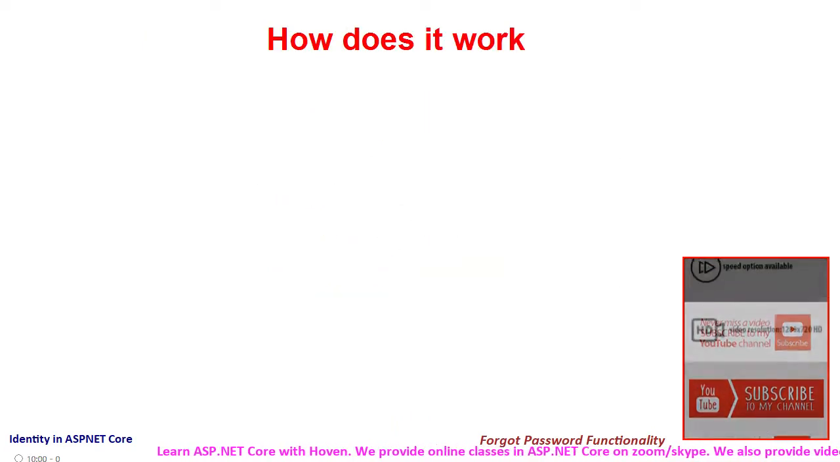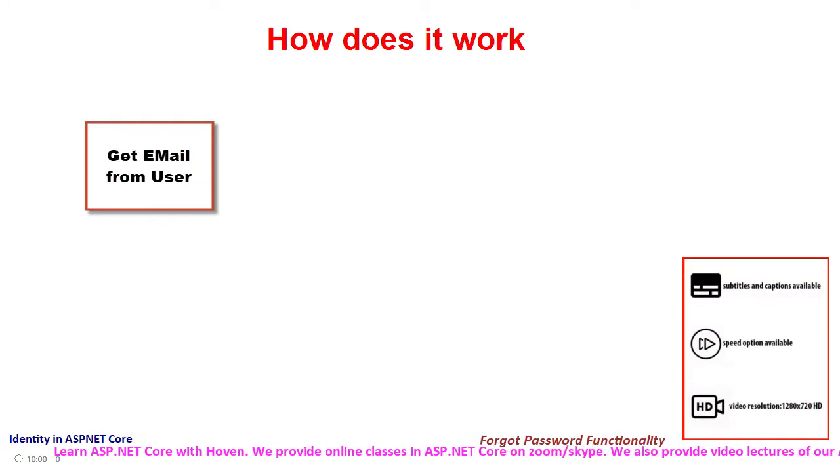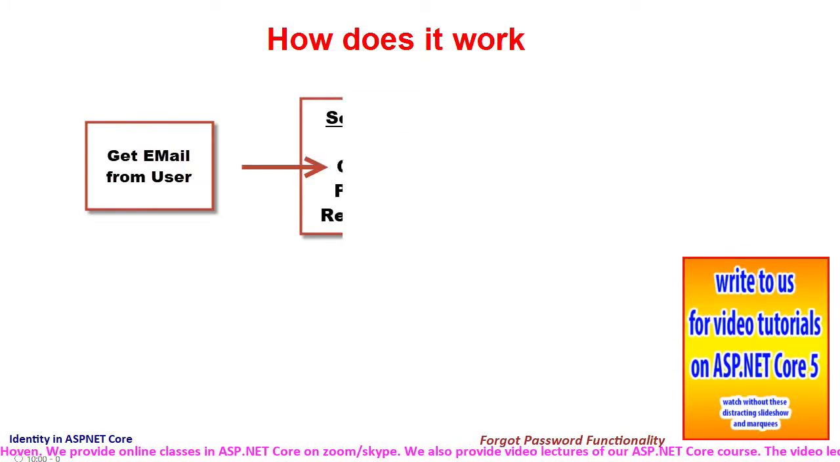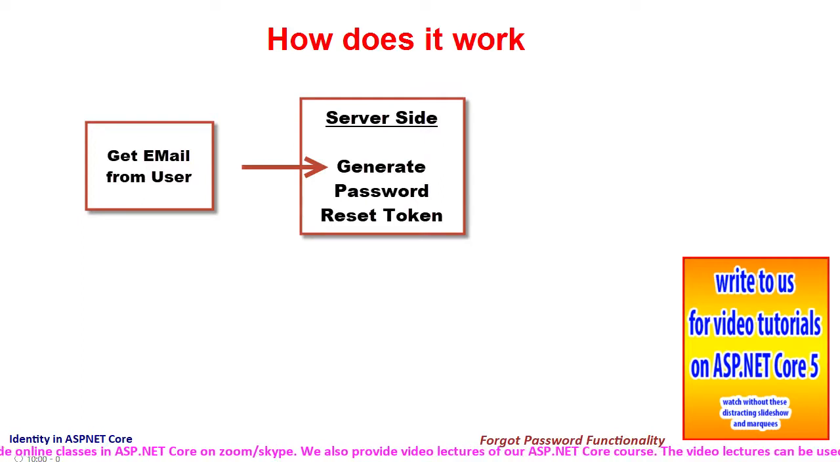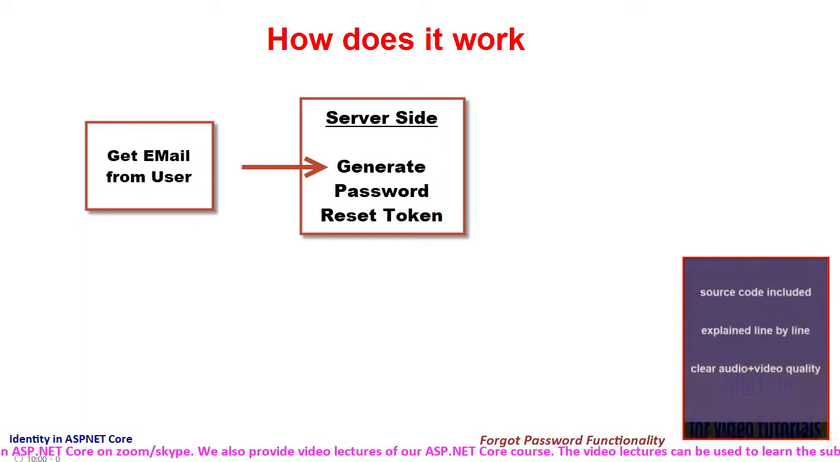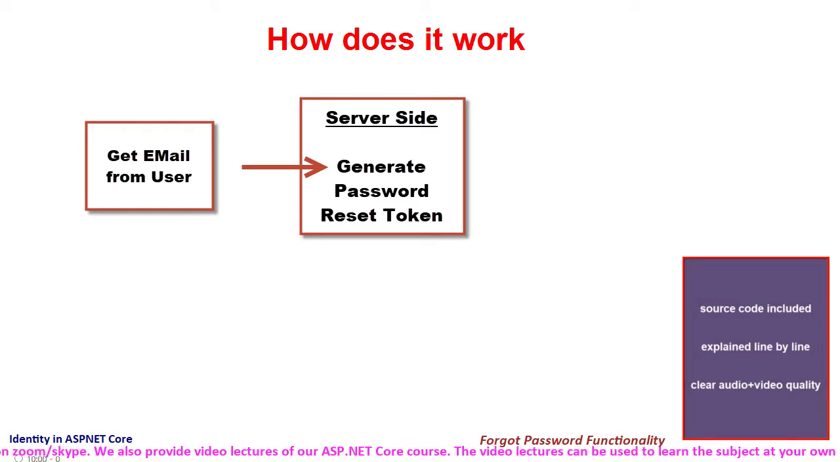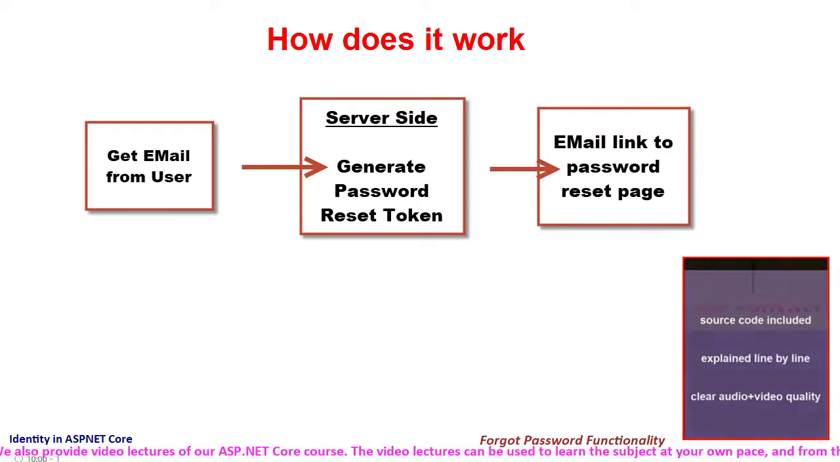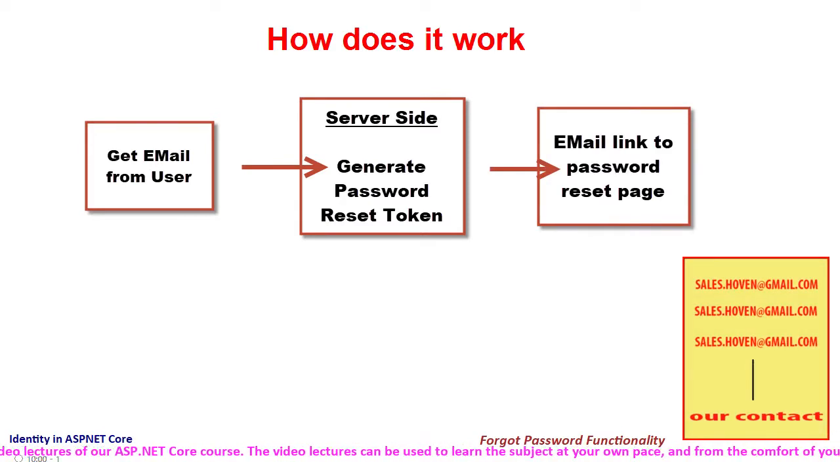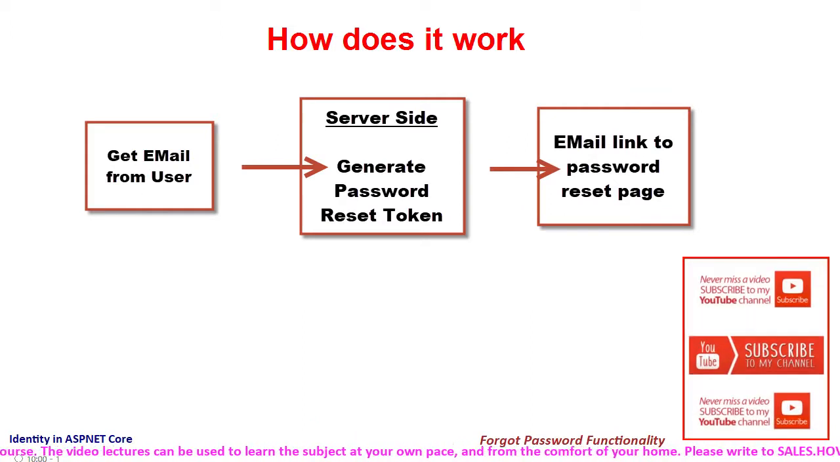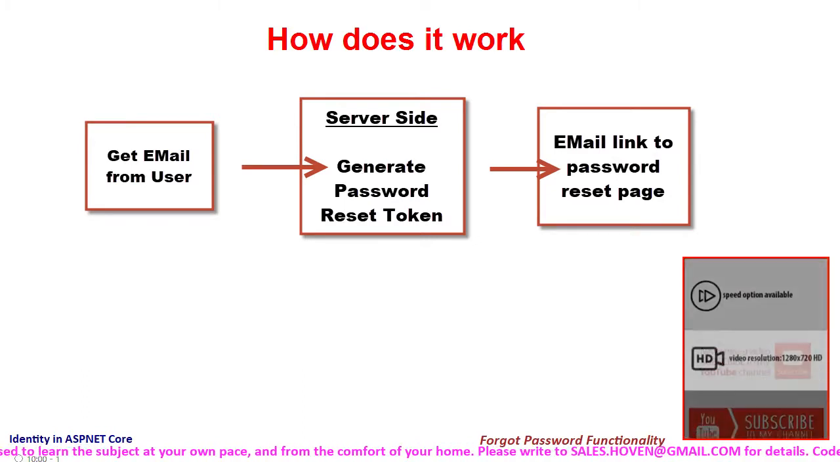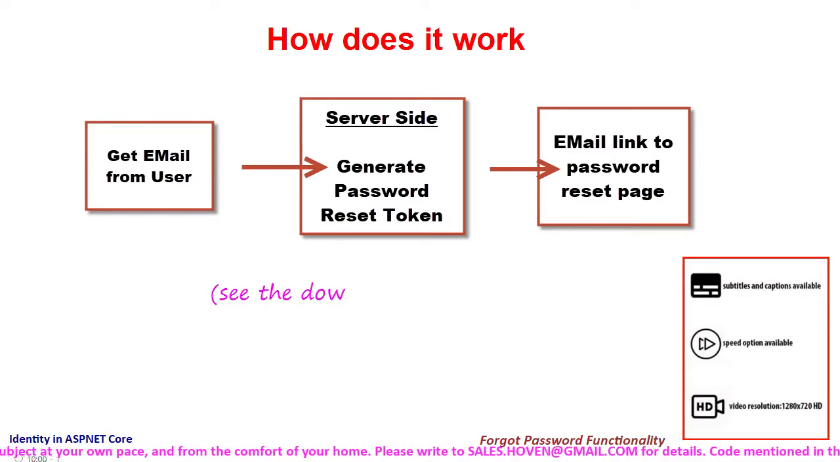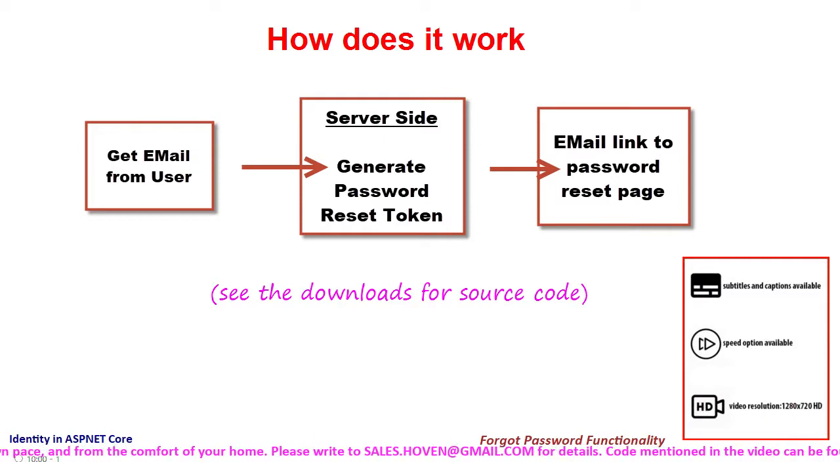So how does it work? When a user clicks the forgot password link, he is taken to a page where he is asked to enter his email. Then this email is used to generate a password reset token, and for security purposes, a link containing the token is emailed to the user. The link points to a reset password page where most of the work happens, but that will be added in the next tutorial only.